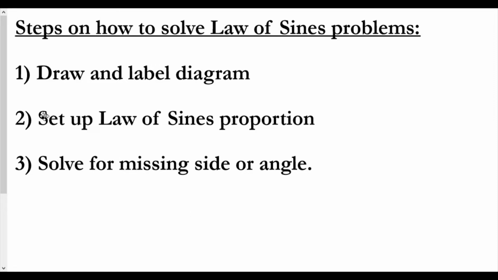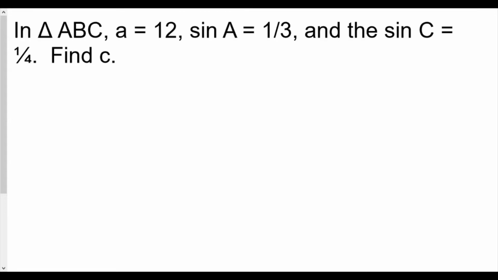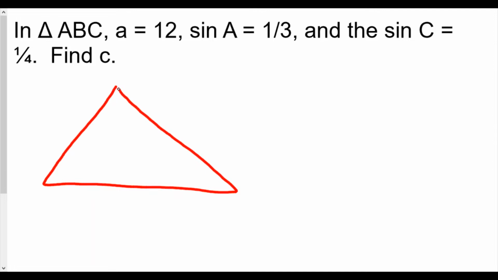I'll begin with the first problem. Here we see in triangle ABC, a equals 12, the sine of A equals 1/3, and the sine of C equals 1/4. They want to find c. We'll set up our diagram so we can figure out how to set up the proportion. Some of you may know how to do this, but I always recommend drawing a diagram.